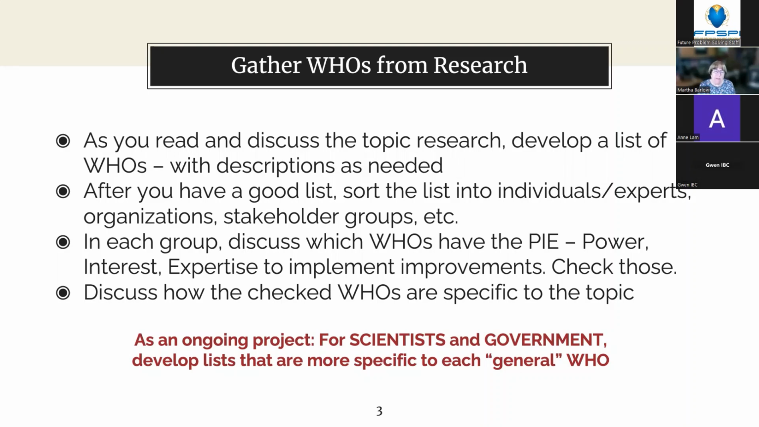And then once you have a good list going, sort that list into individuals, expert kind of people, organizations, stakeholder groups, etc. Then an acronym that we use here in Wisconsin, and I think a lot of other people do, is talking to students about which who's have the PIE. That would be the power, the interest, and the expertise to implement improvements in this topic area. And so you decide, okay, here are some in each group that might really have the PIE.